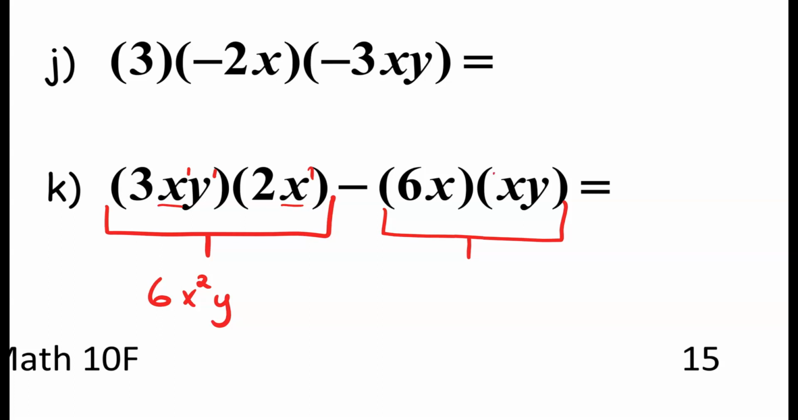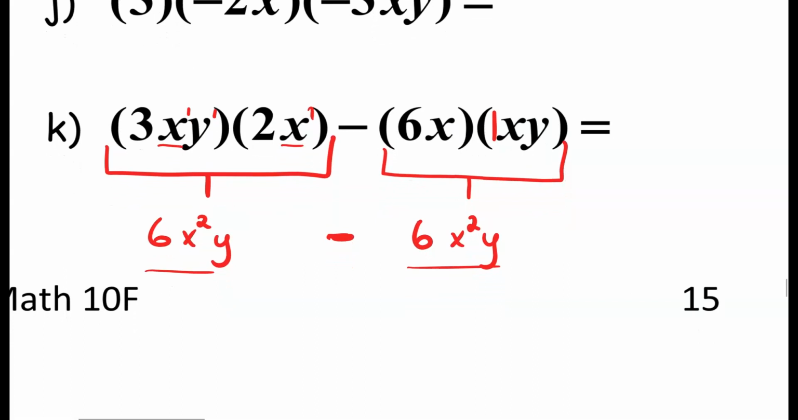Then we have our second part of this, where we have 6x multiplied by x, y. There's no coefficient written here, so it's going to be a 1. So 6 times 1 is still 6. And then we have an x and an x, so adding that together, we get x squared and only one y, so we write that down. The last thing we want to do is our subtraction. Well, if you notice, we have 6x squared y and 6x squared y, so these are going to cancel each other off, and our final answer is going to be 0.